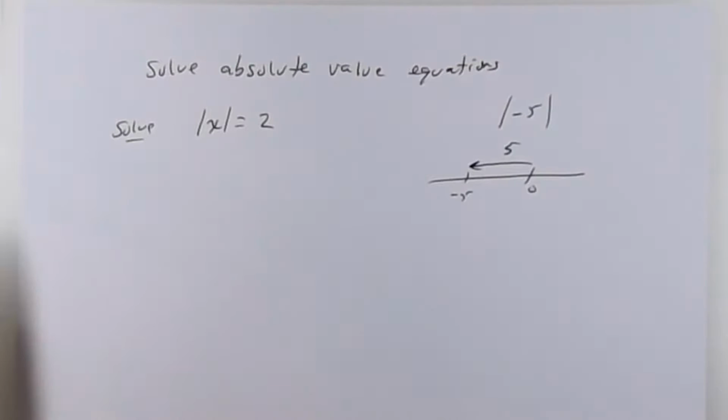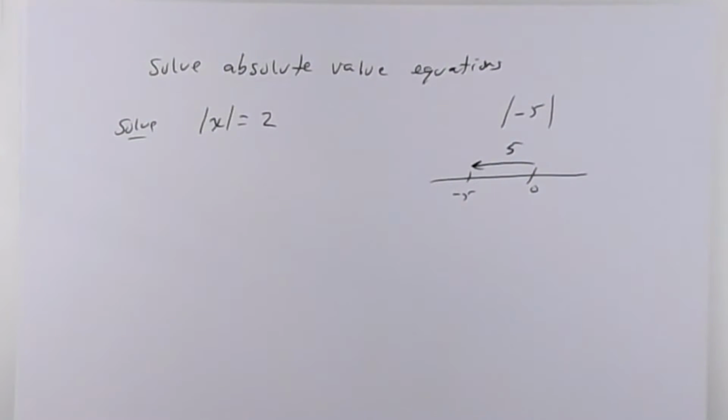All right, now let's look at this. The absolute value of x equals 2. So the absolute value of what number is 2 units from 0? 2 or -2. Because what's the absolute value of 2? 2. What's the absolute value of -2? 2. So for the most part, not always true, but for the most part, when you solve an absolute value equation, you end up with how many solutions? 2.